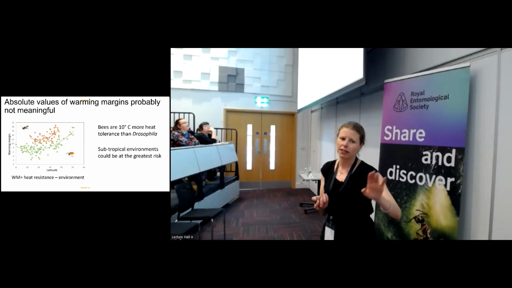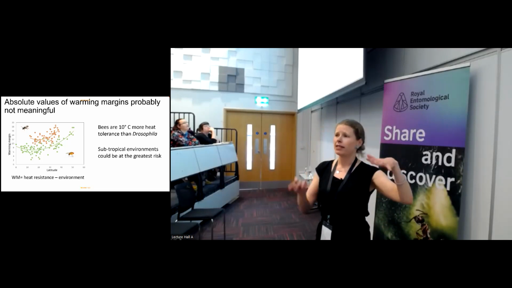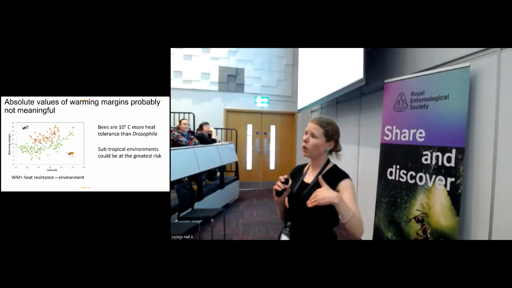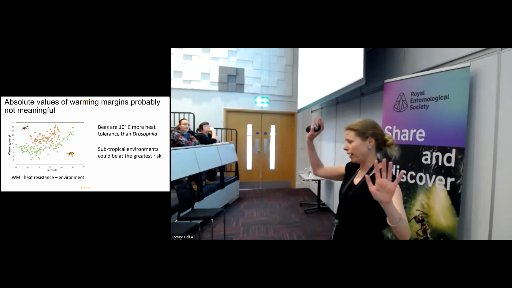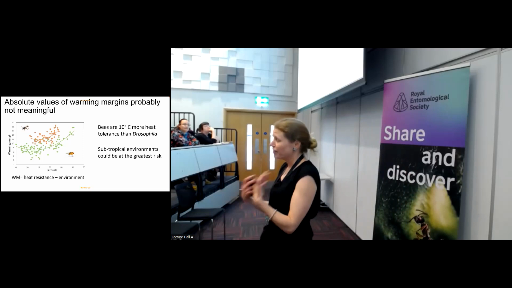And I think one of the things that comes out of these warming margins is that our subtropical environments tend to have lower warming margins than our tropical and our temperate environments. And living in Melbourne, that's not very surprising to me.